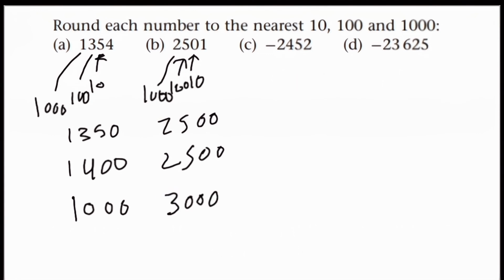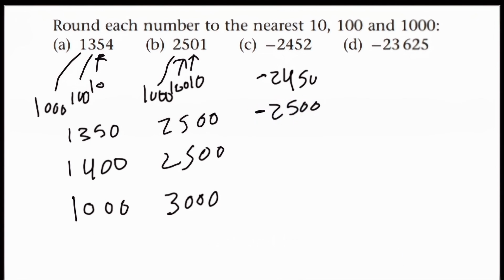Negative 2452. Round it to the nearest 10. Which number is in the 10 place? 5. Which number is before it? 2. 2 is less than or equal to 4. So it will be negative 2450. Round it to the nearest 100. Which number is in the 100 place? 4. Which number is before it? 5. 5 is more than or equal to 5. So it will be negative 2500.